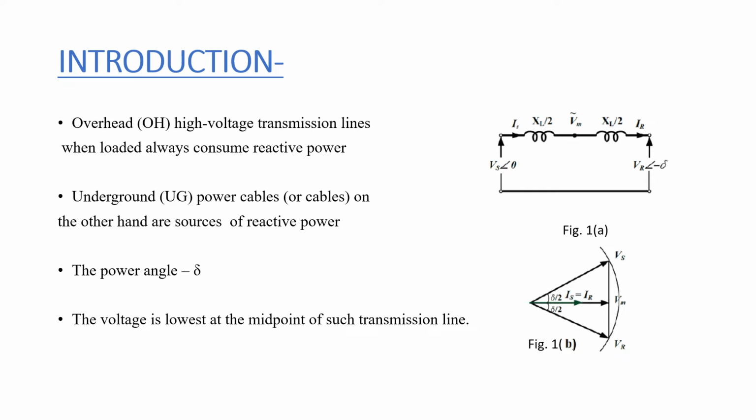As the sending and receiving ends are in series, which can be seen in the upper figure, the currents Is and Ir are equal, and the angle between Vs and Is is delta by 2. Similarly, the angle between Vr and Ir is delta by 2. In this type of circuit, the voltage at the midpoint is the lowest of the transmission line.